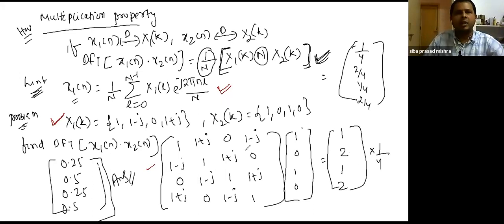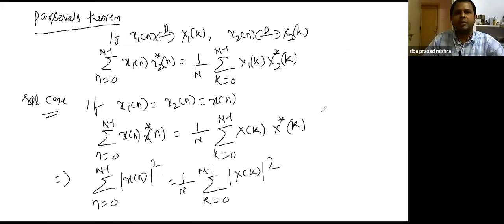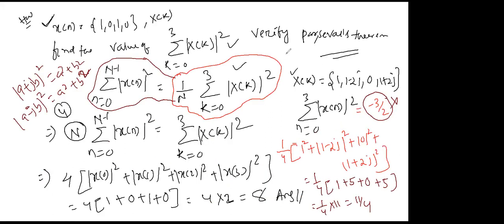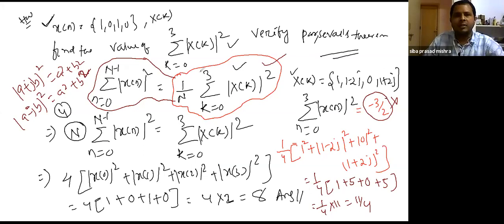After that we discussed one important property, that is Parseval's theorem. It is very important from the problem point of view. Clear? After that I gave the proof. It is also very simple, you can do it by yourself. The second one we already did, not required to do. Then we discussed a very small problem using Parseval's theorem. Then we discussed a simple basic example.